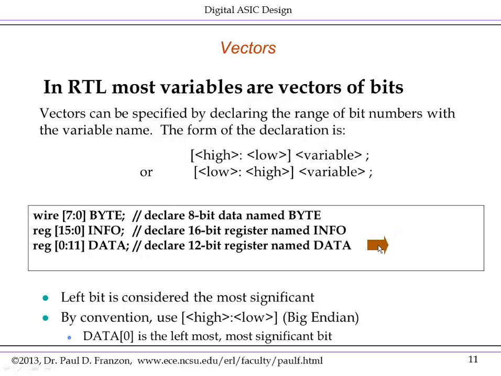Here's a little endian example. reg [0:11] data, that's declaring a 12-bit register named data, with the most significant bit being bit 0. In contrast, in info, what is the most significant bit? It is bit 15. So big endianness, as specified down the bottom here, is the most typical way in which to specify vectors, by an informal convention.